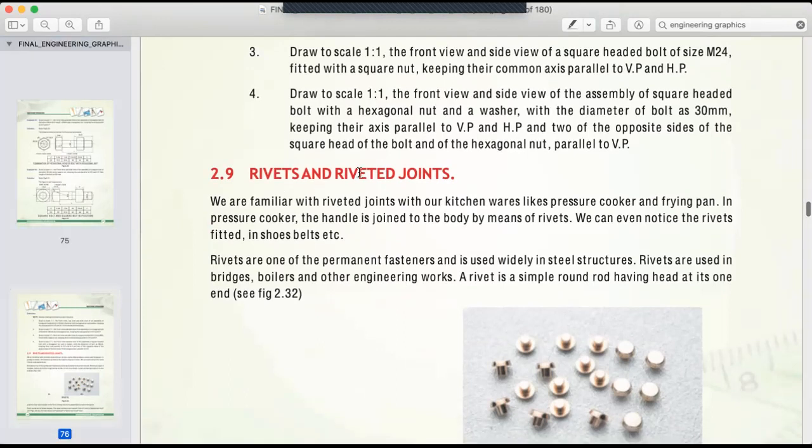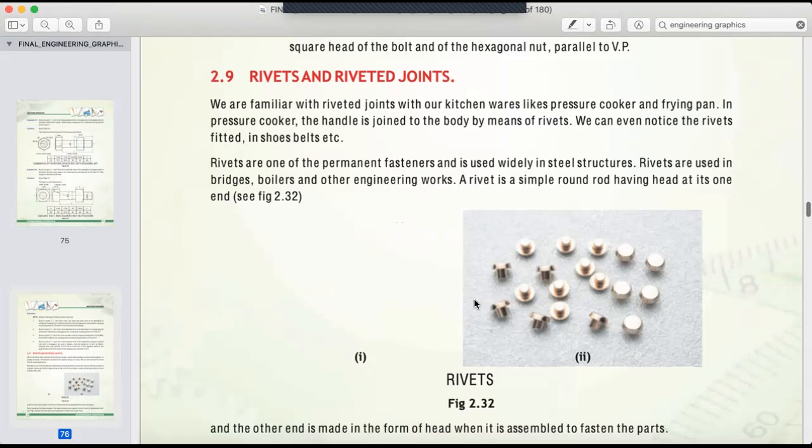Now this is a rivet. So this is a permanent fastener. See over here it's written, rivets are one of the permanent fasteners and used widely in steel structures. Even if you read this book, you'll get a lot of detail. But I'll advise you to go through a Google search also. So rivet and nut and bolt are opposite. Nut and bolt are temporary fasteners and rivets are permanent fasteners.